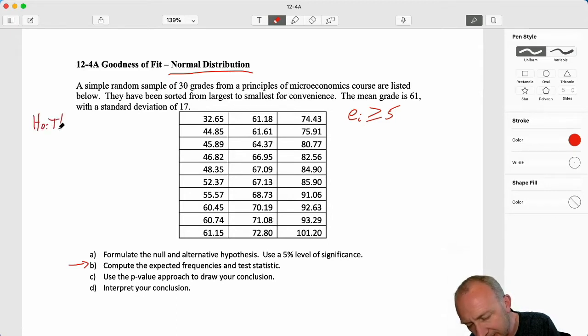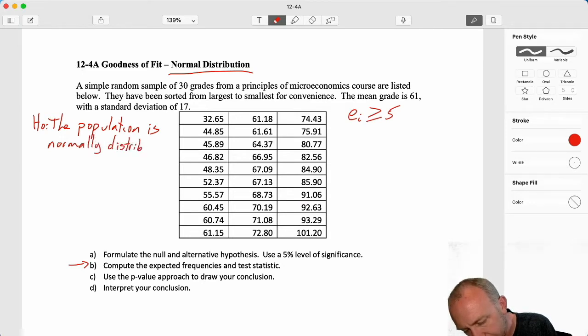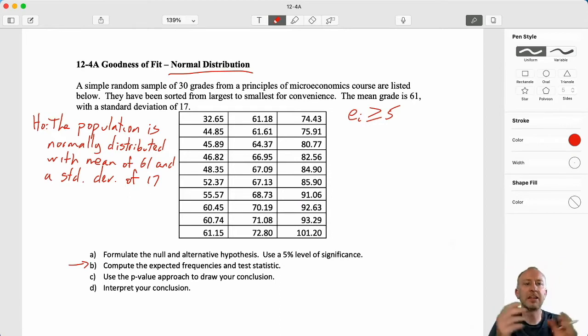The null hypothesis is that the population is normally distributed with a mean of 61 and a standard, I'm just going to abbreviate, deviation of 17. It's a little bit long-winded, but this is what we are testing, right?